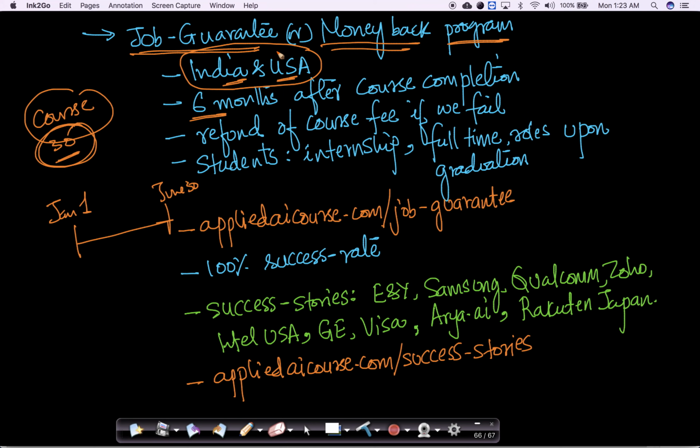Of course, let's be realistic here that sometimes we will fail. That's why we said it's not a job guarantee program, it's a job guarantee or money back. If you've put in the effort to finish the course and the assignments, we will put in double the effort that you've put in to help you transition to a machine learning career, to help you get a machine learning job if you're interested.